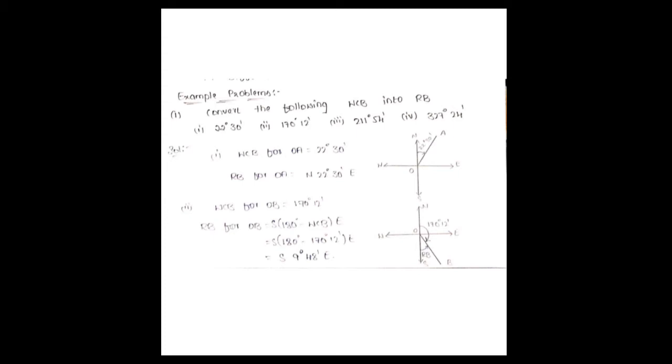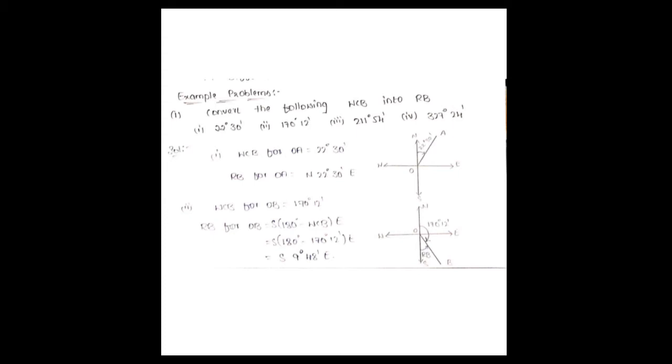In the last class we had discussed different types of designation of the bearings, conversion of the bearings from one system to another, and about fore bearing and back bearing. Based upon that, in today's class we are going to discuss example problems: how to calculate the bearings from WCB system to RB system and RB system to WCB system, and if fore bearing is given, how to calculate the back bearing values.